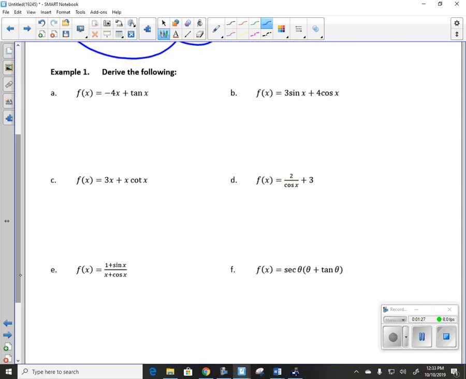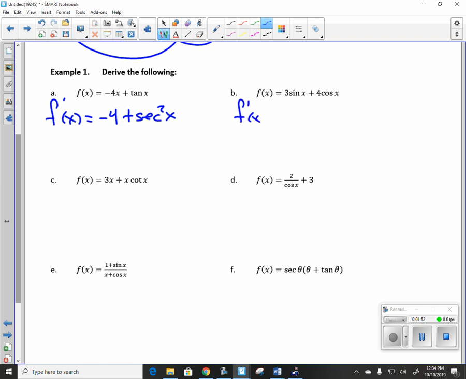Derive the following. f of x equals negative 4x plus tangent of x. I want to find f prime of x. What is the derivative of negative 4x? Negative 4. What is the derivative of tangent of x? Secant squared of x. That's it.